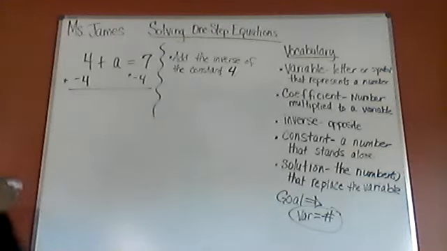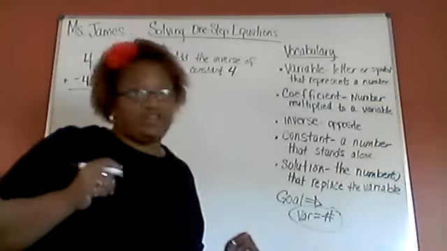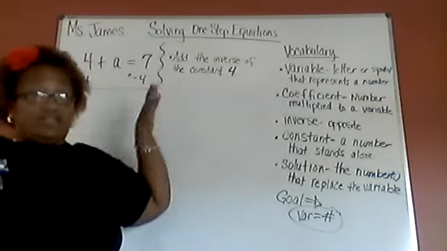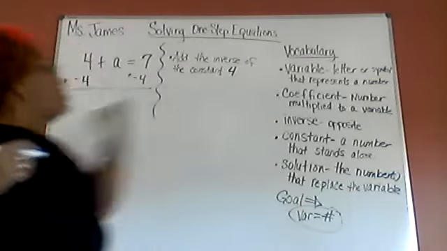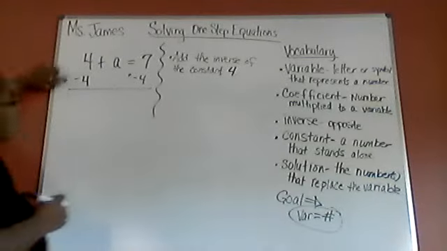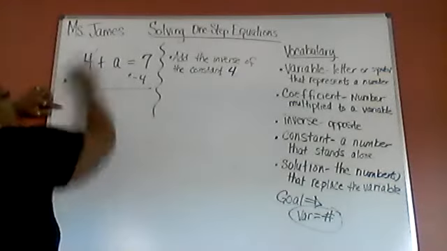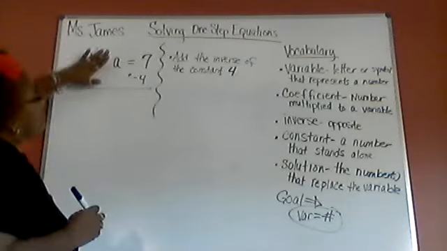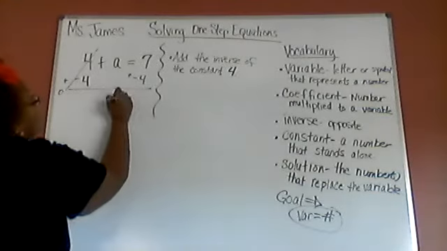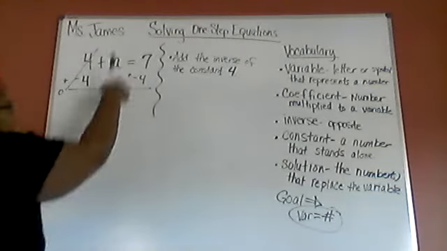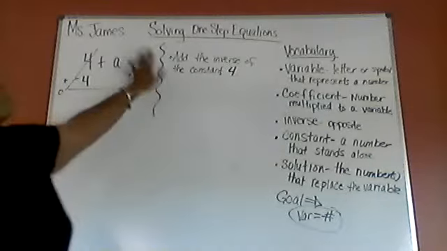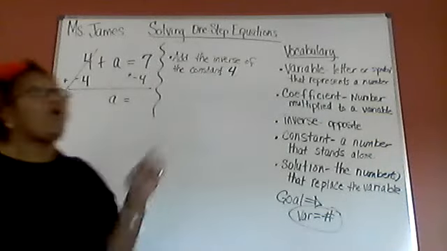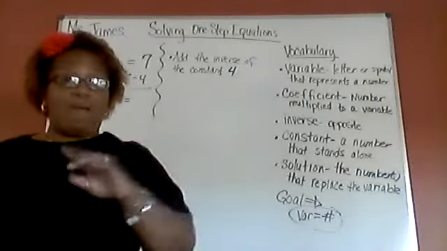All right? So we're going to add the inverse of the constant 4. The inverse of 4 is negative 4. So we have 4 plus negative 4. That goes to 0. Okay? Then we're going to bring this A down because we want to continue to line up our equal signs. And we have 7 plus negative 4, or 7 minus 4.